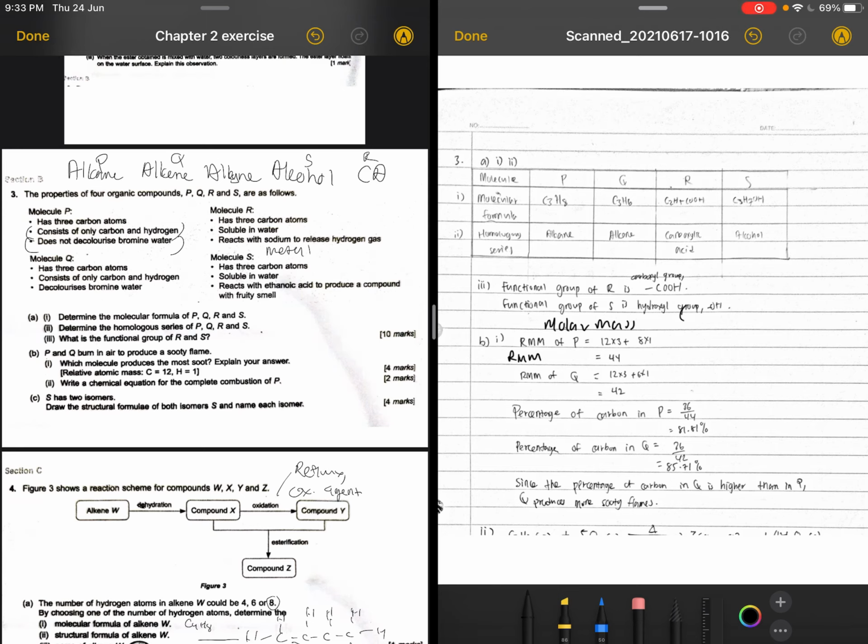We know that P is propane and Q is propene. So it has 3 carbon atoms and either 8 or 6 hydrogen atoms. So the RMM is, carbon is 12 and hydrogen is 1, so times and then plus.